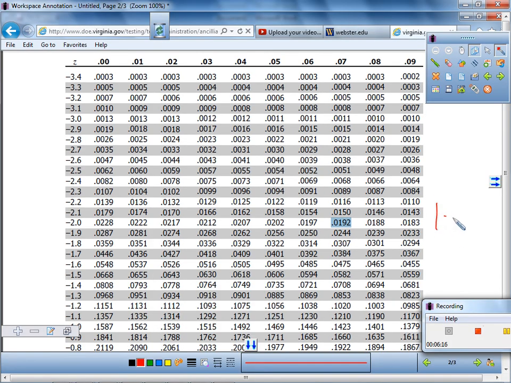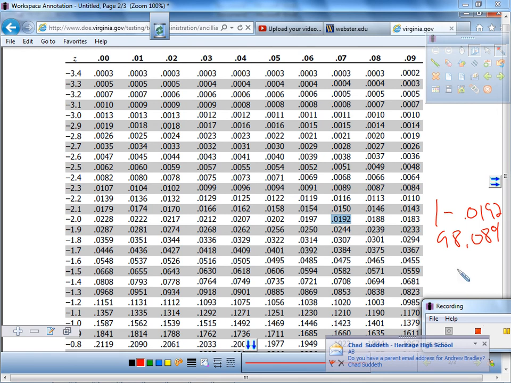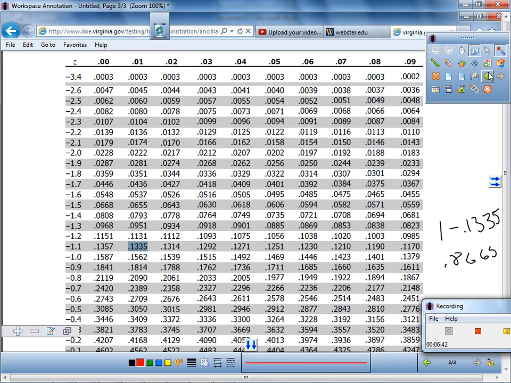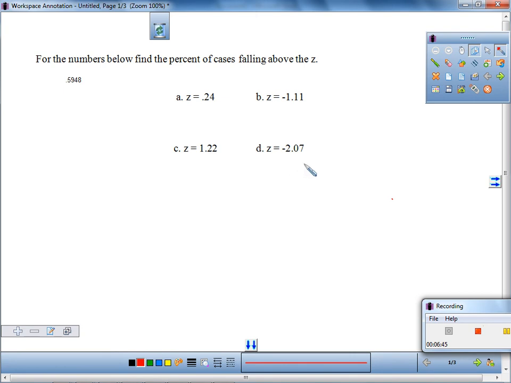So we take 1 minus 0.0192, and we end up with 98.08 as a percentage, or 0.9808. Either way. Let's go back over here where we did it. So for D, we should end up with 0.9808, or 98.08%.